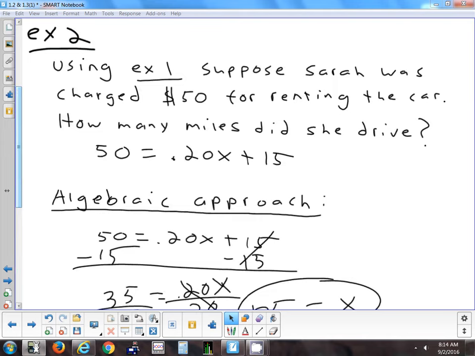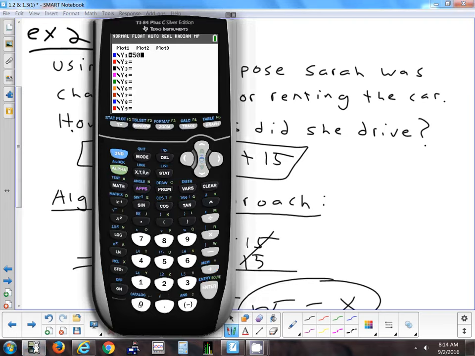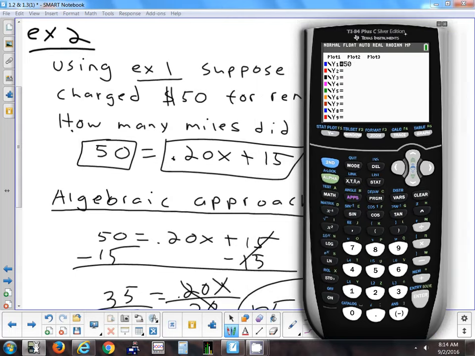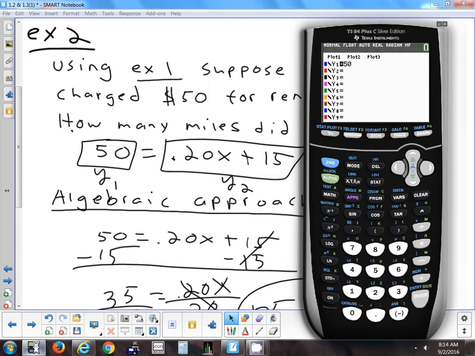Let me show you 2 different ways to do this. I'm going to look at this as 2 separate things: what's on the left and what's on the right. I want you to take what's on the left and type that into y1. Then we're going to take what's on the right and put that in y2. To get to y2, you just press your down arrow. 0.20x plus 15.